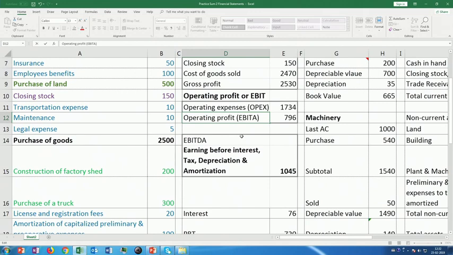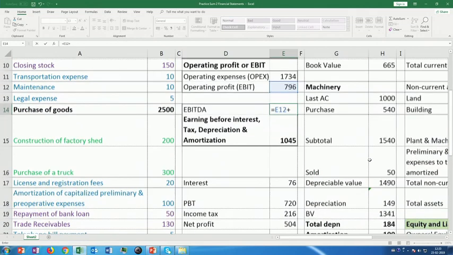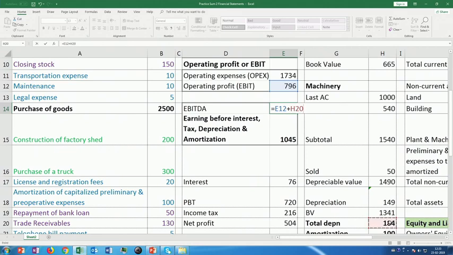So, EBIT means earning before interest and tax. Why earning? Because it is an American acronym. In the Indian context, it should be profit before interest and tax. Whereas, there is another term called EBITDA, which is earning before interest, tax, depreciation and amortization. If you want to estimate that, it should be your EBIT plus depreciation and amortization, which is nothing but, you see, the total depreciation here is 184, plus amortization also, that is your EBITDA.